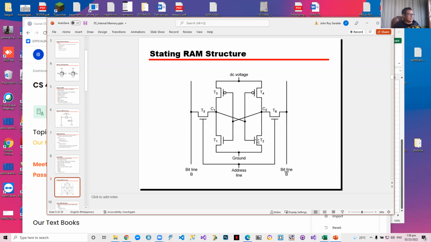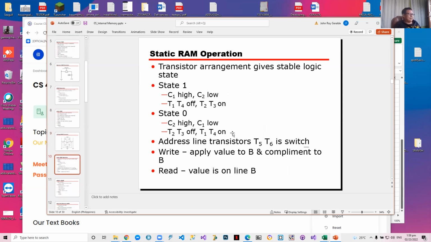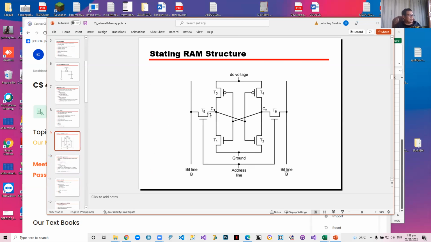This uses 4 transistors. Do you follow? We have analyzed this before. You can use this instead of flip-flops. Here's the analysis. In state 1, which means that it stores a value of 1, C1 is high and C2 is low. Where's C1? Ito, C1. Here's the input. The address line. This is the transistor selector for the address line. When C1 is high, it will continue to be high. Do you follow? Not unless it is changed to 0.